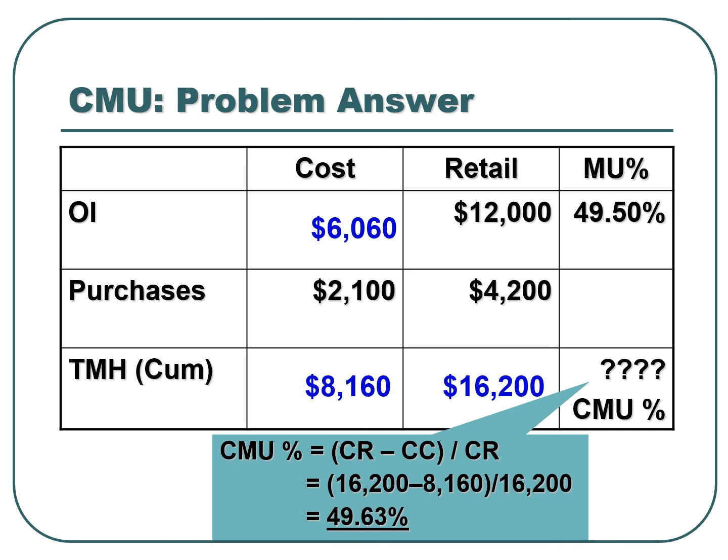Based on these two numbers, we can also calculate the cumulative markup percent. Now the case is when we know the retail and cost, and we're supposed to calculate the markup percent. Case number one of the three most important cases, right? So that would be 16,200 minus 8,160, and divide that by 16,200. Okay, so that gives us the final answer of 49.63% of cumulative markup.